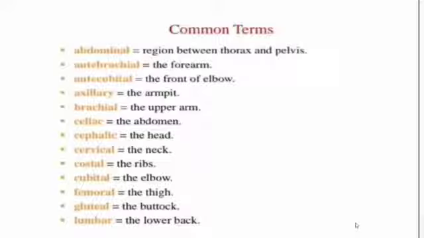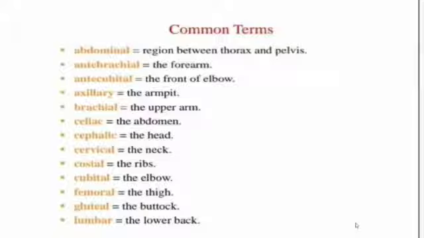So now let us see a few common terms in anatomy. First, abdominal, which is the region between thorax and pelvis. Then we have antebrachial, that is the forearm. Then antecubital, which is the front of the elbow. Axillary, the armpit. Brachial, the upper arm.